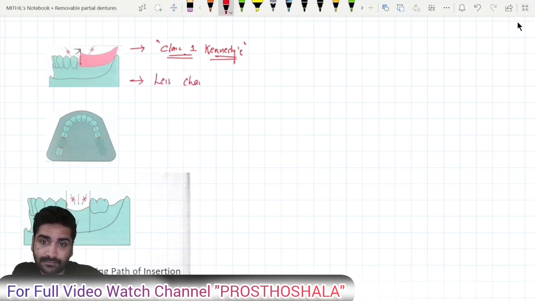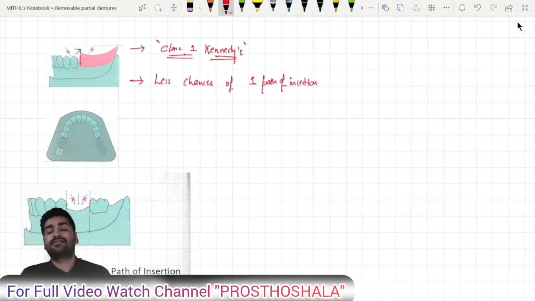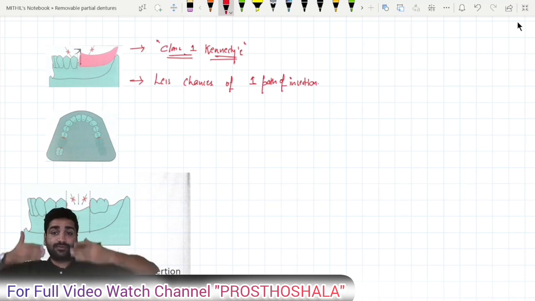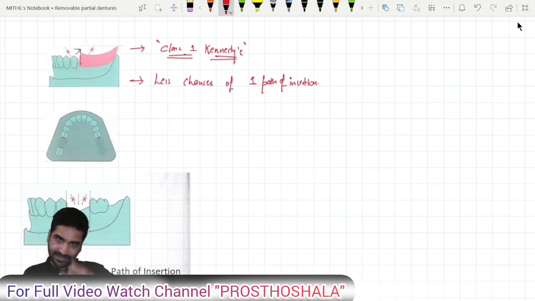less chances of one single path of insertion. So that means there are more chances that this RPD might get dislodged because there is not one single path of insertion. Why? Because in class 1 Kennedy situation you don't have any posterior abutment teeth to dictate that movement, right? Only the anterior teeth are present.